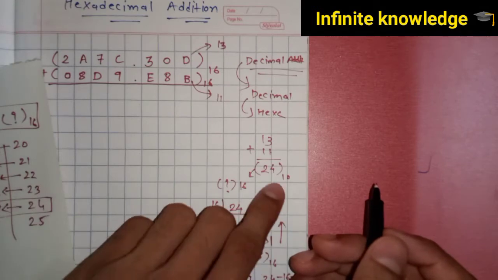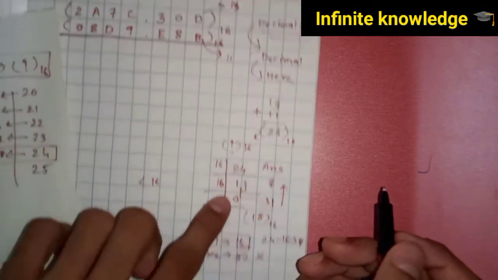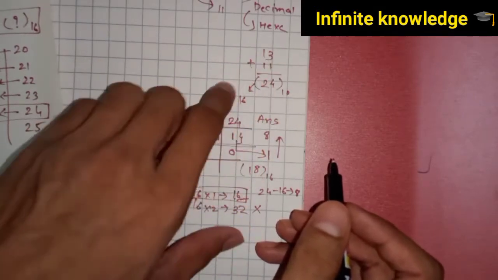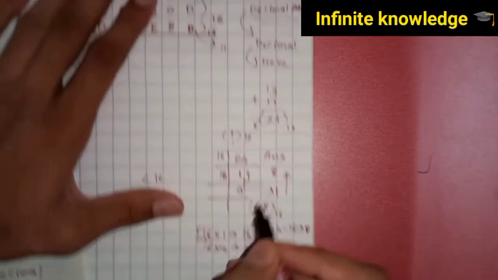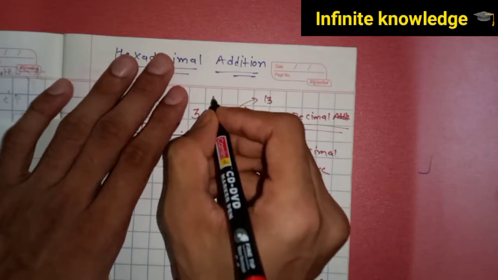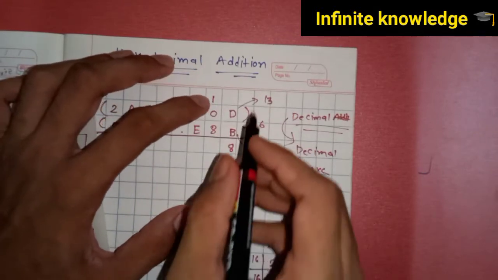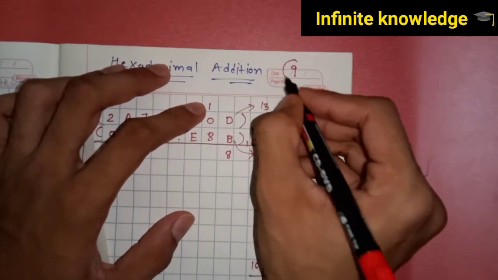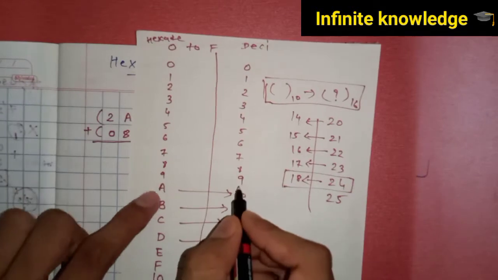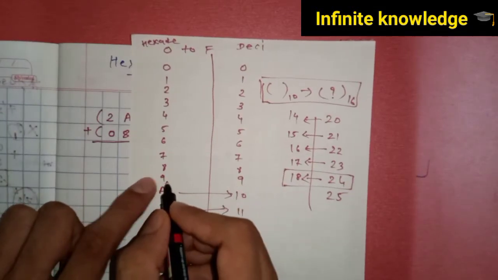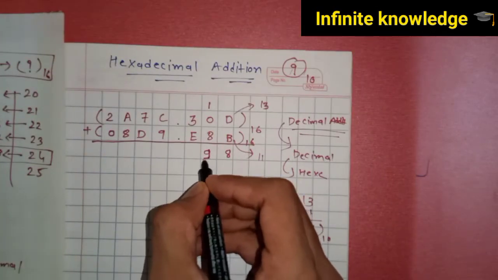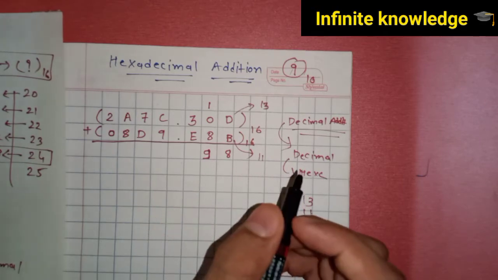13 plus 11 in decimal is 24, but in hexadecimal we have to convert this decimal value into a hexadecimal value, and that is 18. So you write 8 here and 1 is carry. Now once again, simple decimal: 8 plus 1 is 9. 9 in decimal is the same as 9 in hexadecimal. This is the decimal number system and this is the hexadecimal number system. In both, 9 is the same, so I can write 9 directly here.